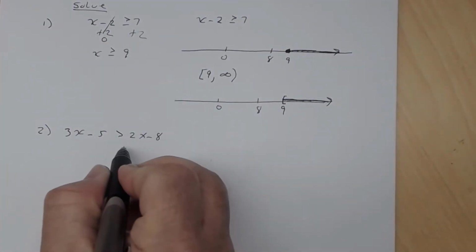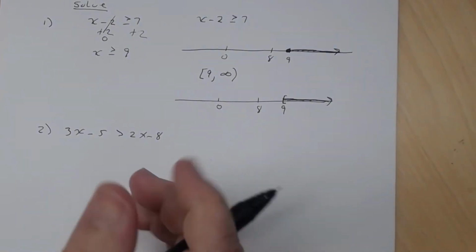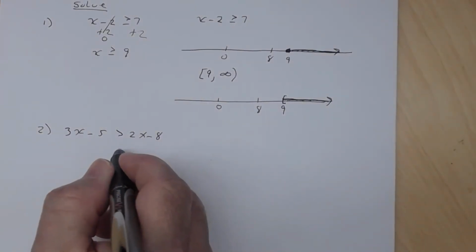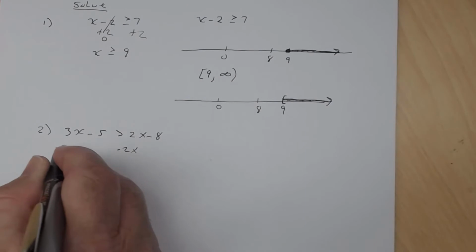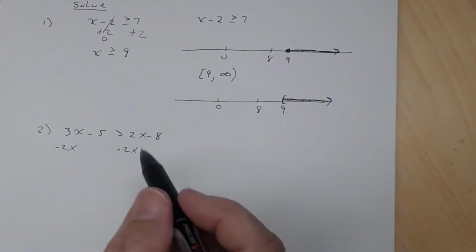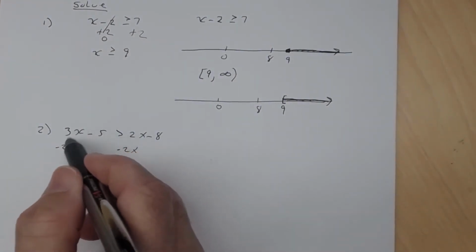So let's go ahead and bring the variables one side, constants the other side. So we're going to subtract 2x from both sides. Now what I do to one side, I do to the other. So I'm using the addition property of equality. And then I can combine like terms. 3x minus 2x is x.